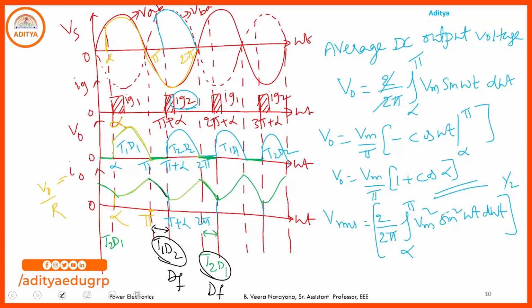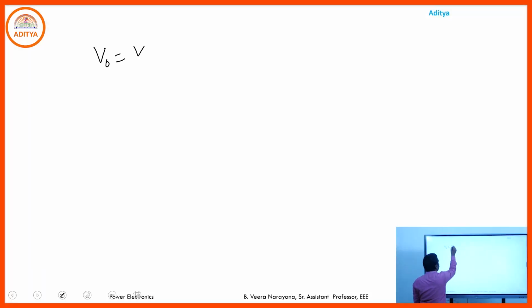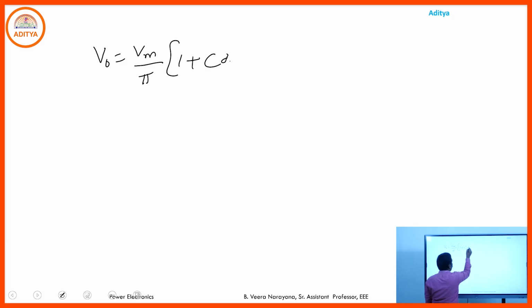If you go through this semi-converter with RL load, again you have the same output voltage. V0 equals, for completion of one full cycle, 2 by 2 pi, with integral limits alpha to pi. The average DC output voltage is V0 equals Vm by pi times (1 plus cos alpha). Here it is for RL load in continuous conduction mode.